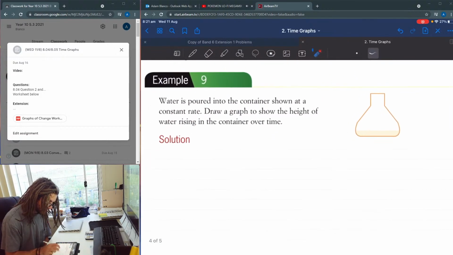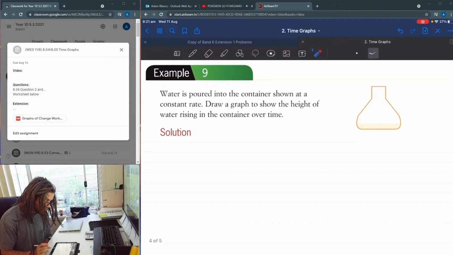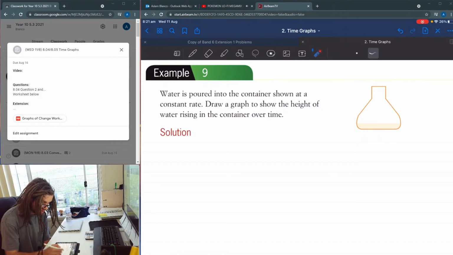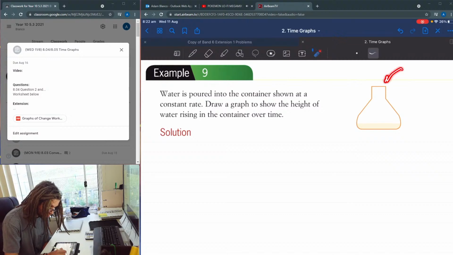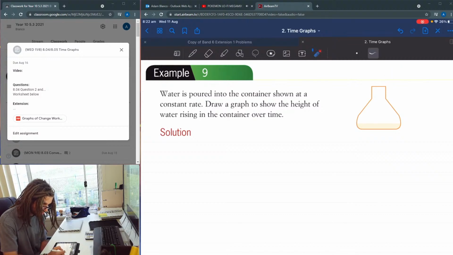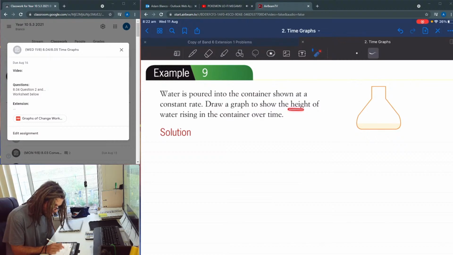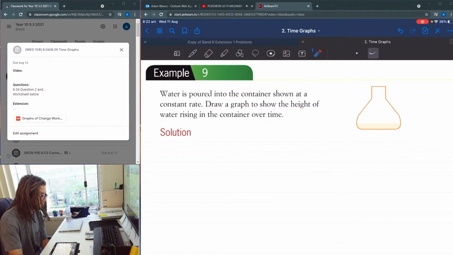Now, this one's a little bit complicated. It appears like a trick question on the surface, but it's not. I was thinking when I first saw this, if water's poured in at a constant rate, then how much water is in it? Well, it's going to be constant, so it's just straight, but it's asking about the height of the water over time. So obviously the height's going to change depending on what part of the graph you're looking at, what part of the beaker or container or whatever.